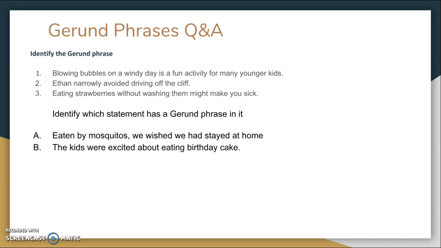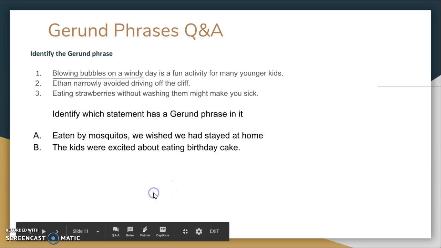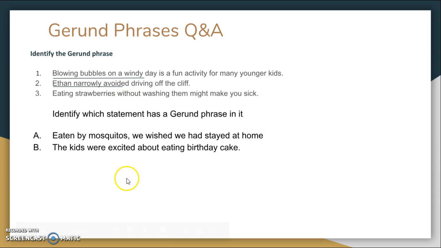Identify the gerund phrase. One: Blowing bubbles on a windy day is a fun activity for many younger kids. The answer would be "blowing bubbles on a windy day." Two: Ethan narrowly avoided driving off the cliff. Here the gerund phrase would be "driving off the cliff." And three: Eating strawberries without washing them might make you sick.